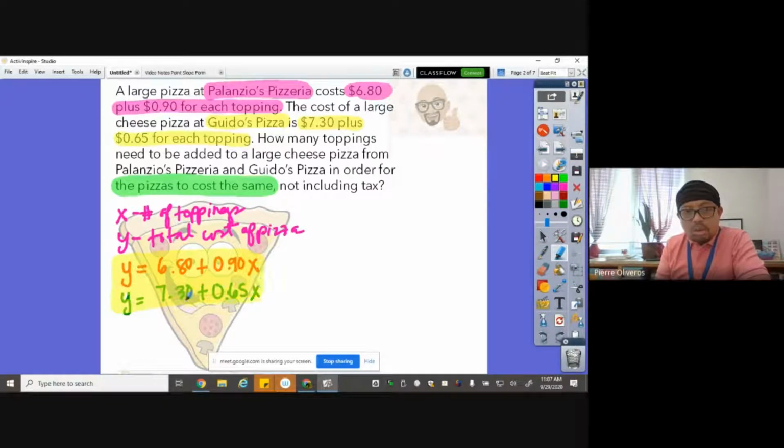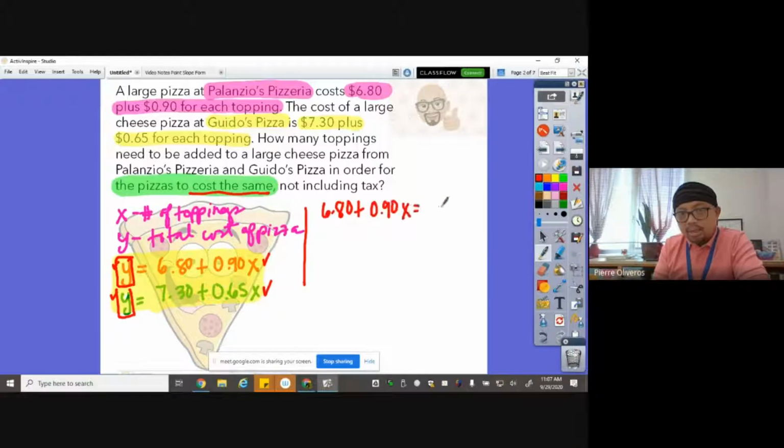Now, if we look at our system here, we have two equations wherein the y are both by itself. You can do elimination, graphing, or substitution. But for me, I'm going to apply substitution. Since both are equal to y, they're the same, so these two expressions are going to be the same too. And also remember, we want the pizza to cost the same. So I'm going to make it 6.80 plus 0.90 x equal to $7.30 plus 0.65x.